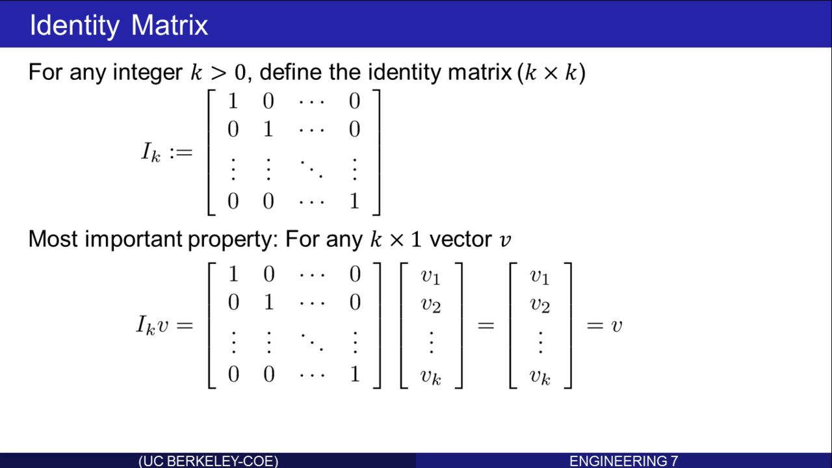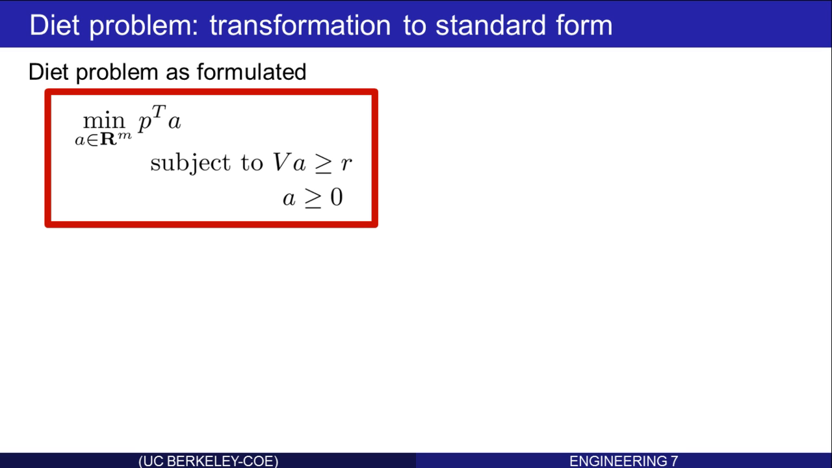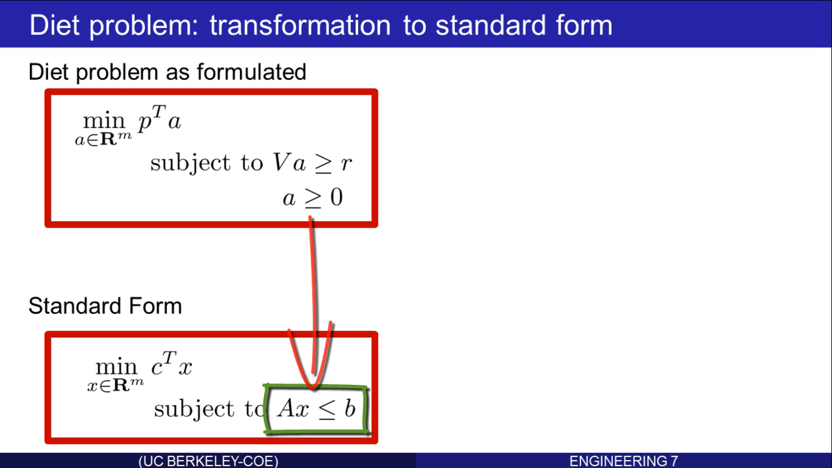The most important property of the identity matrix is that for any k by 1 vector v, identity times v, which is the array consisting of 1s and 0s times v, if we follow the matrix vector multiplication rules, we simply get back v. So identity times v always gives back v, regardless of what v is. In MATLAB, the identity matrix is created with the command eye, and then the dimension desired. Let's now see how we can transform the diet optimization problem into a linear program in standard form. The diet problem as formulated does have a linear cost, but the constraints look slightly more complicated than the standard form constraints.